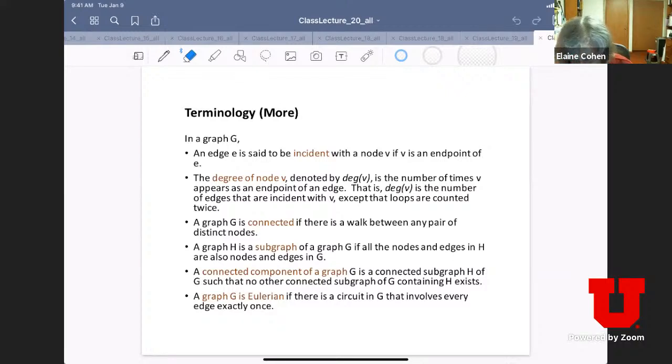All right. An edge is said to be incident with a node V if V is the endpoint of edge E. The degree of a node, denoted by degree of V, is the number of times V appears as the endpoint of an edge. Now notice that every edge is listed in the incidence of two different vertices. It's listed in the degree of two different vertices.